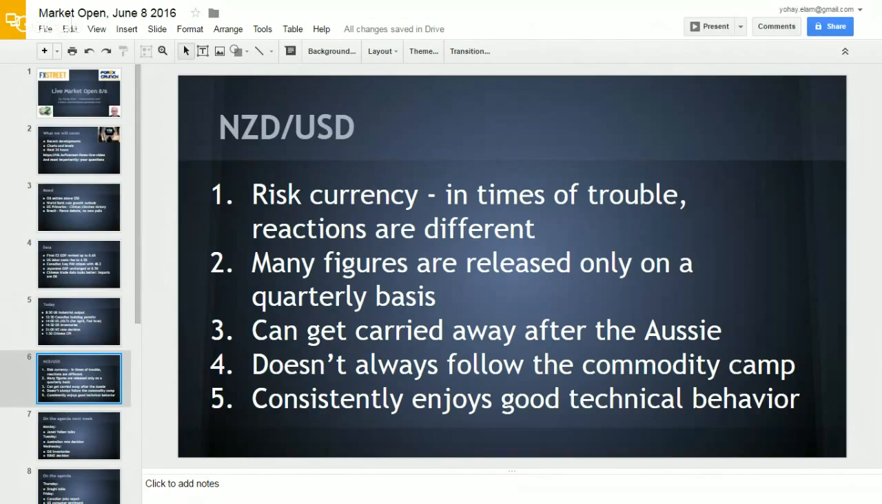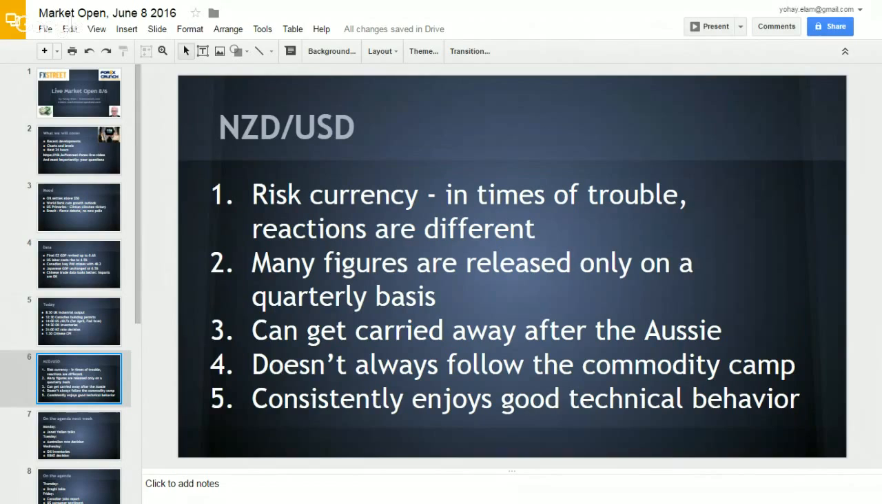Third characteristic of the Kiwi is that it can get carried away after the Australian dollar, okay? So if we have some good news for Australia, we can see the Kiwi also climbing along the Aussie dollar. So in some cases, they're trading in tandem. And if we have, for instance, a rate cut from Australia, many expect a rate cut from New Zealand, and the Kiwi can fall. Okay, so sometimes it gets sort of carried away after the Aussie, and also because in Australia you have more higher frequency of data.